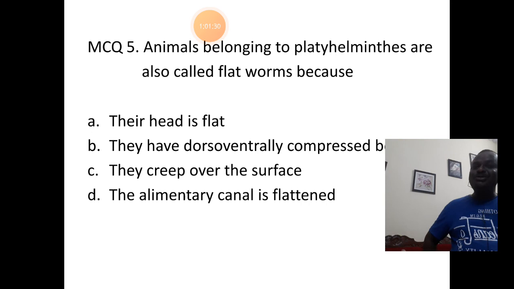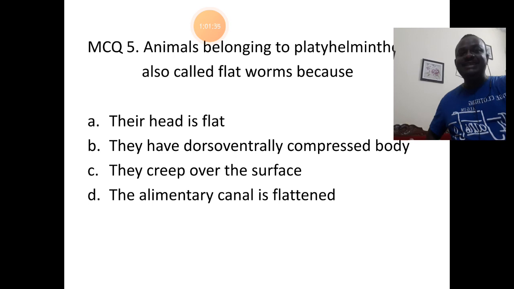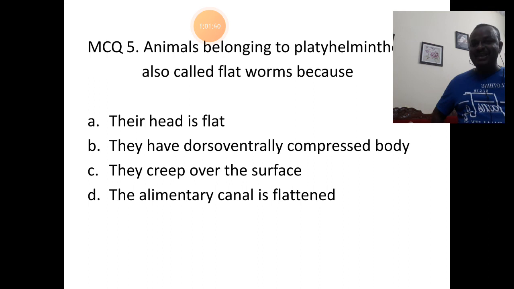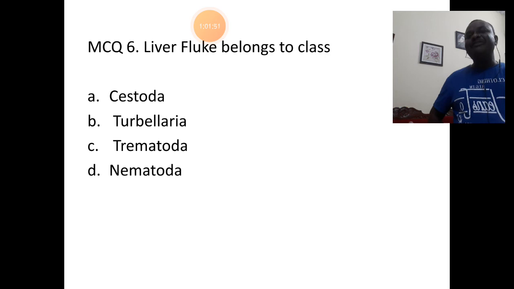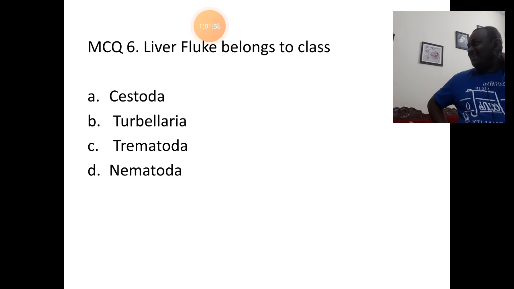Animals belonging to Platyhelminthes are also called flatworms because the head is flat, they have a dorsoventrally compressed body, they creep over the surface, and their alimentary canal is flattened. The right answer is B. The body is dorsoventrally compressed. Next MCQ. Liver fluke belongs to the class Cestoda, Turbellaria, Trematoda, Nematoda. So C, Trematoda.